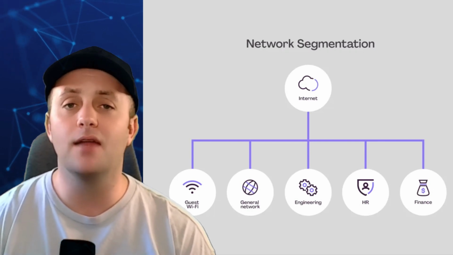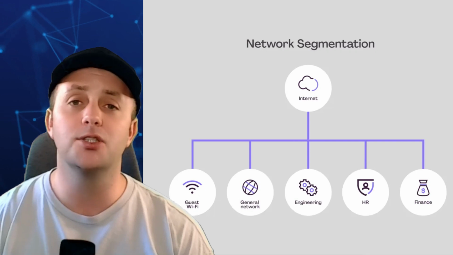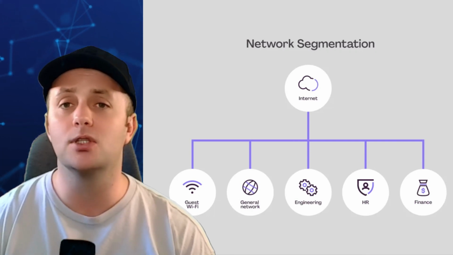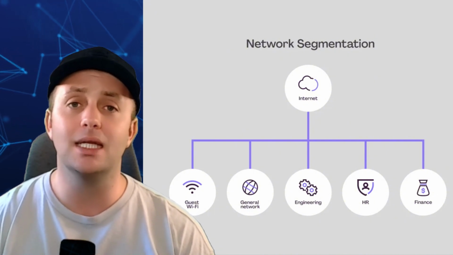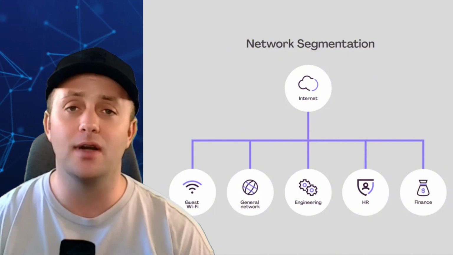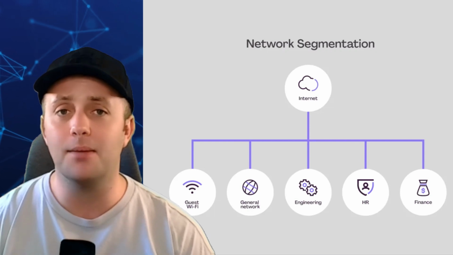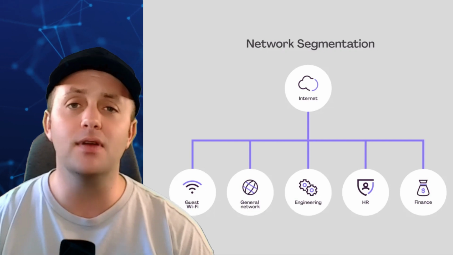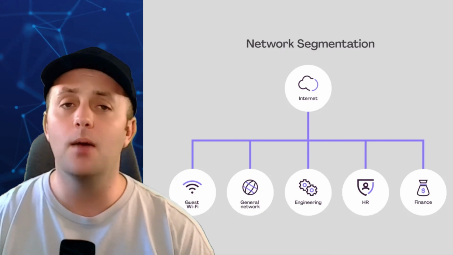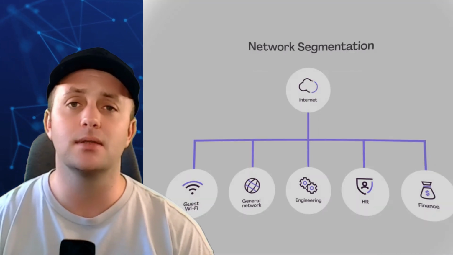Network segmentation involves dividing your network into smaller, isolated segments or zones, each with its own security policies. This helps limit the spread of attacks within your network. For example, you can segment your guest Wi-Fi from your internal business network, ensuring that even if a guest device is compromised, it won't affect your critical systems.